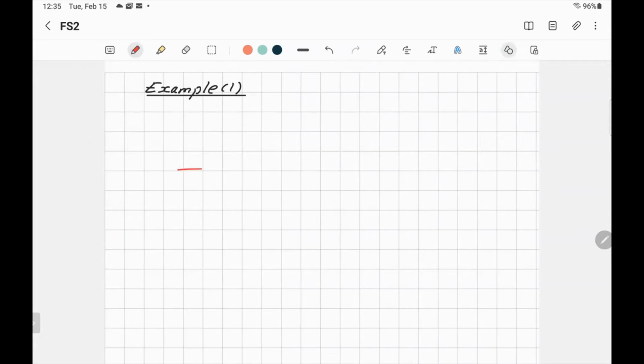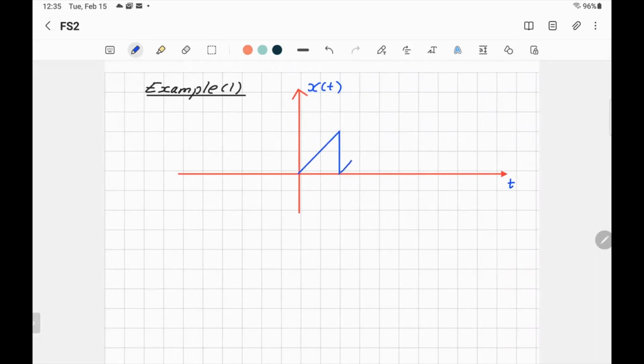We have the time axis, and we have the signal axis. Let's call this x of t, and that's the time. And we'll make a triangular ramp, but limited. Okay, let's just make it, and then 0, and then another one, and continues like that. And you may do one here. So it's a periodic signal.